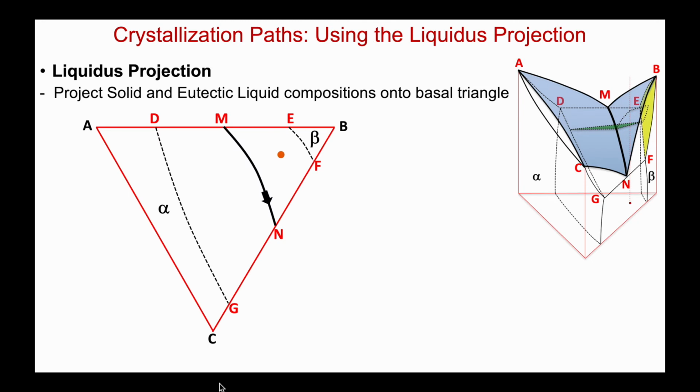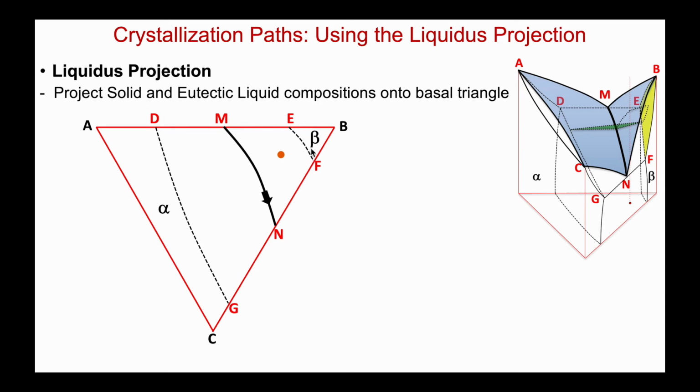We can also map the crystallization of that composition using the liquidus projection, where I'm projecting the solid and the eutectic liquid compositions onto the basal triangle. And I've done that here on the left. Here's DG, the composition of the alpha phase that participates in that three-phase equilibrium. Also the same along EF for beta.